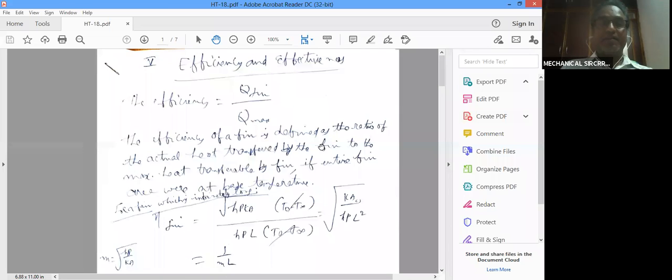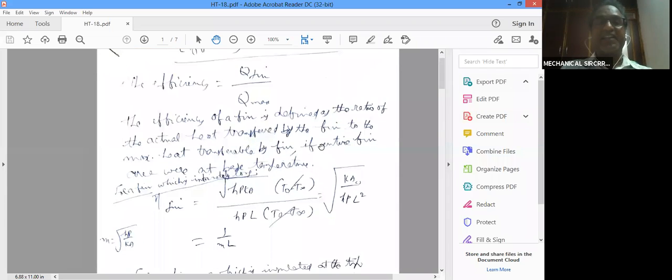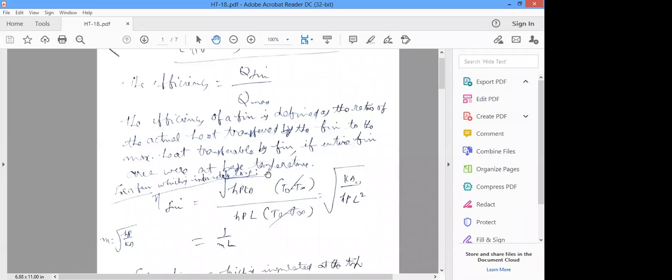So all of you listen carefully. Fin efficiency, how do you calculate? It is the ratio of heat transfer through the given fin by maximum heat transfer by the fin if the entire fin area is at the base temperature. Entire surface of the fin is at base temperature. So efficiency of the fin for an infinitely long fin.